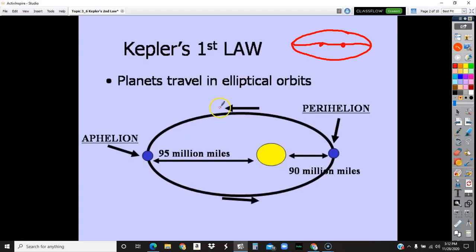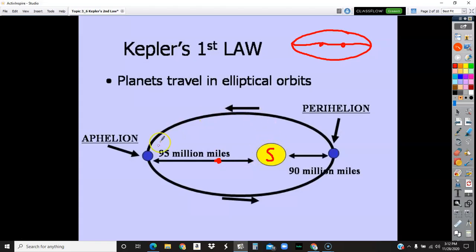Because all planets travel in an elliptical shaped orbit, a planet does not stay the same distance away from the sun, and that was also part of Kepler's first law. So the sun, I'll put an S, is at this focus. There'd be another focus over here, which has nothing. It's just there to balance out the shape of the ellipse.